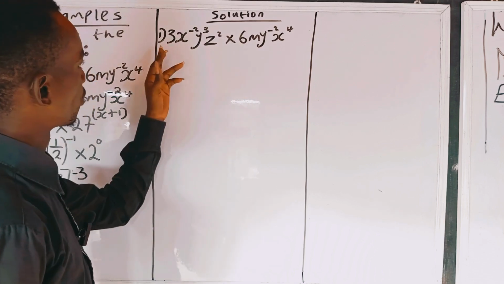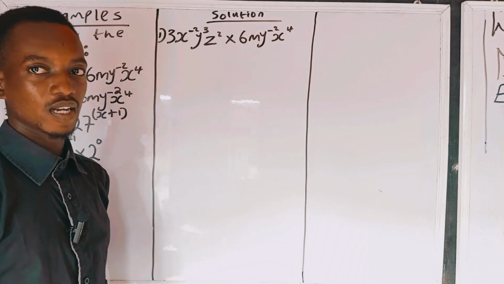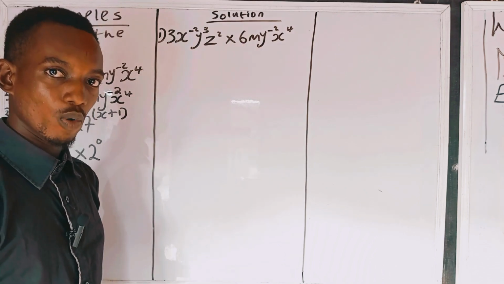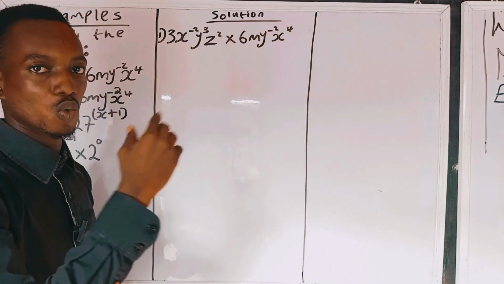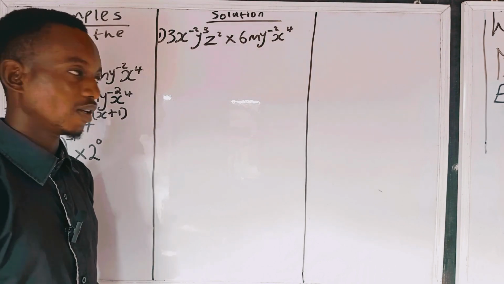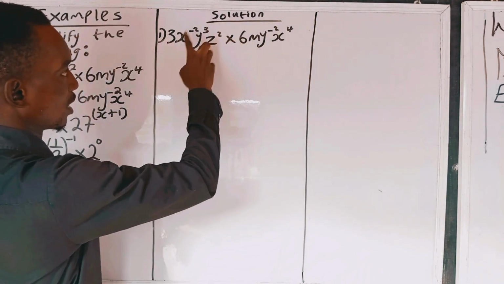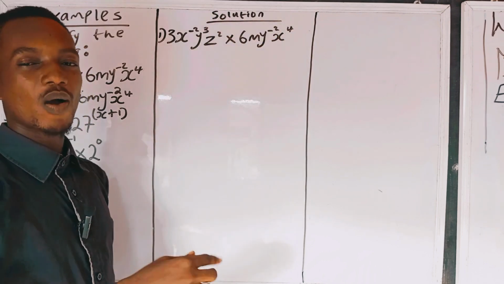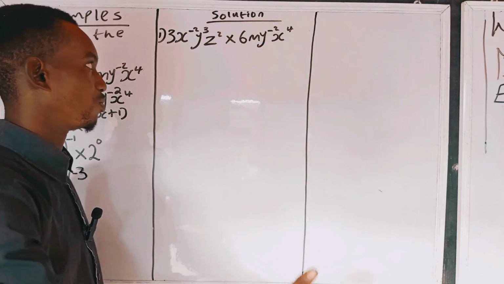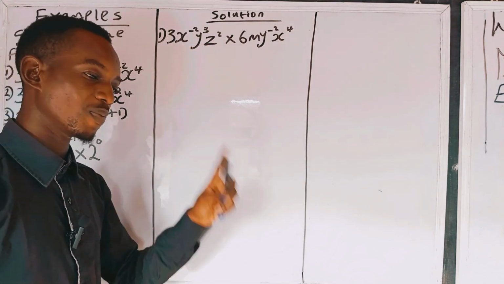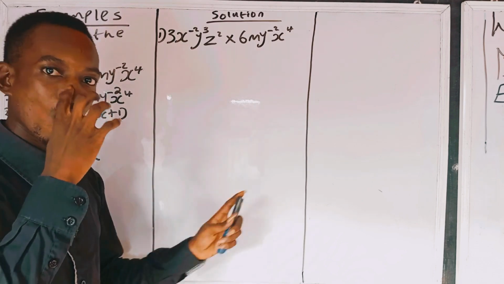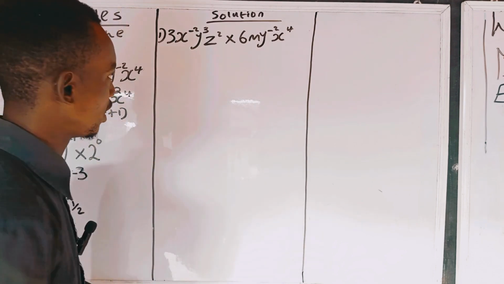But here we have a mix-up of numbers and different letters, okay? But the law still applies. What we do is multiply them group by group. Those that are similar, we multiply them together. So we multiply the numbers and the similar letters. The reason is that for the law of indices to work, they must have the same base. We must multiply x with x. We must multiply y with y. They must have the same base, okay?